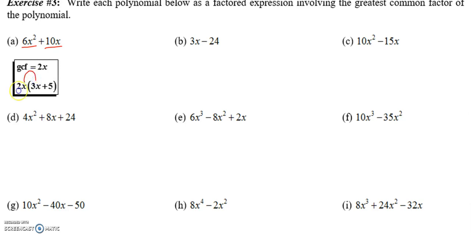See what happens. What's 2x times 3x? Well, that would be 6x squared. What's 2x times 5? That would be 10x. So if you redistribute this and you get back to this polynomial, then you know you are correct. So if you want to hit pause and double check those, you can, but see if you can do it on your own. It's very important.